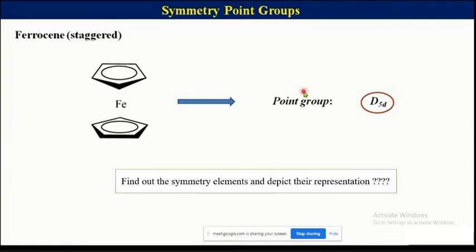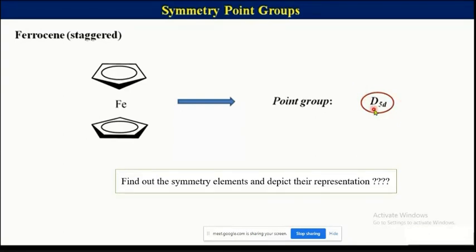Now, in this case, the point group is D5d. So here C2 is present and C5 is present, and their orientation is perpendicular, but no sigma h is present. But sigma d is, that's why it is D5d, right?